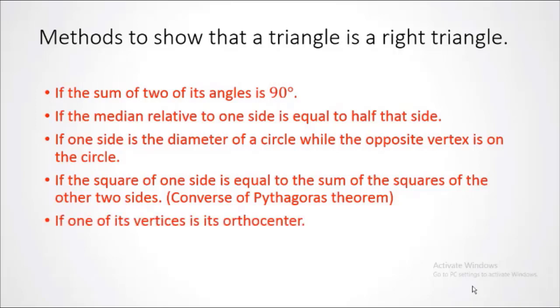The last method: if one of its vertices is its orthocenter. The orthocenter, as we know, is the point of intersection of the heights. If the point of intersection of the heights is one of the vertices of the triangle, then this triangle is a right triangle.